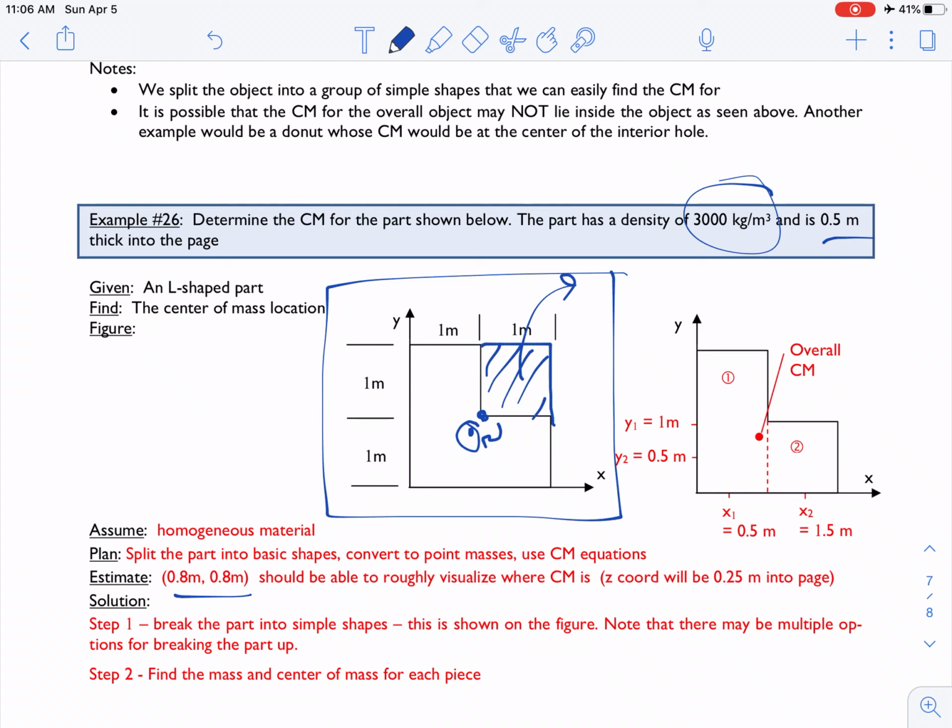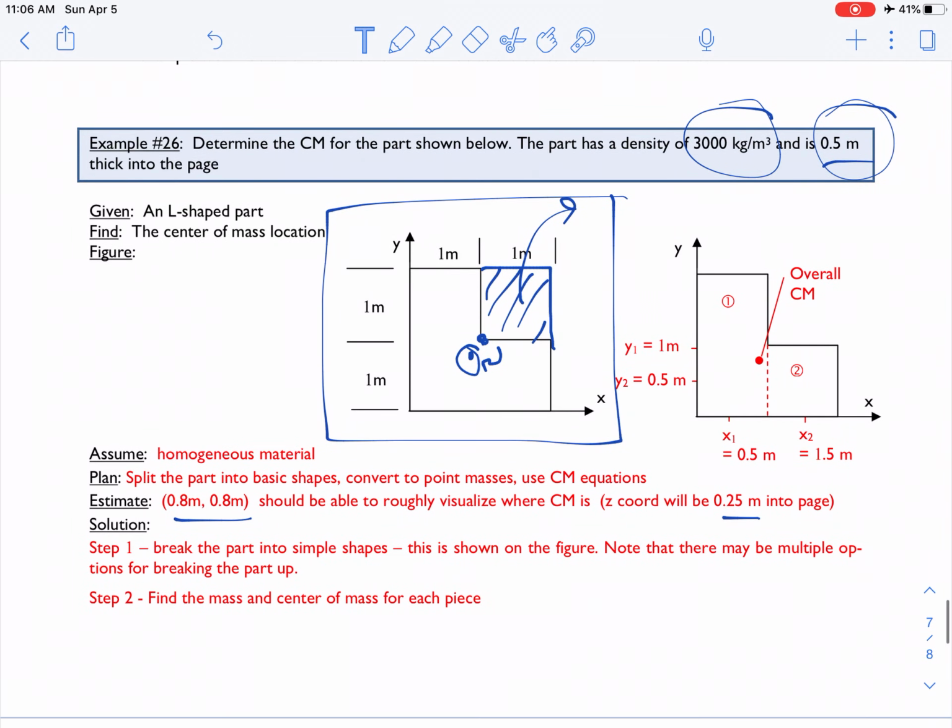And for the z-axis, since the thickness was 0.5 meters, it's going to be half geometrically, and that's going to be at 0.25 meters. So we don't really need to solve for z because it's already known. It has the same thickness, so it won't change the answer, okay? But we need to figure out the x and y center of mass.